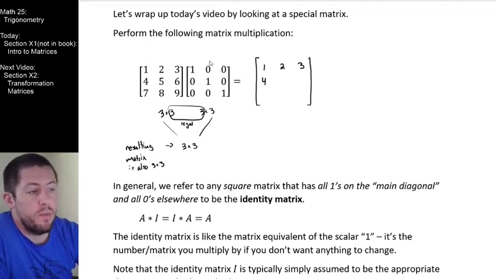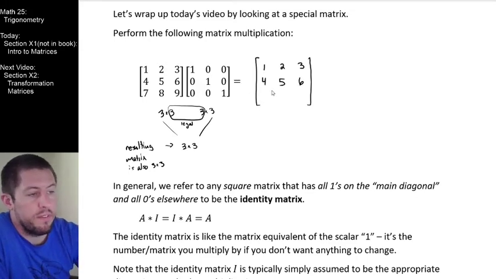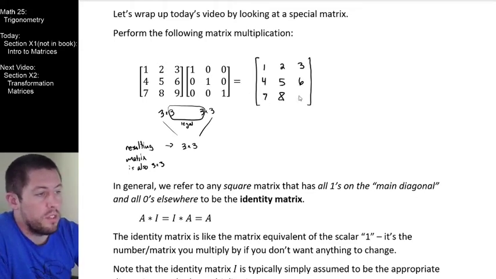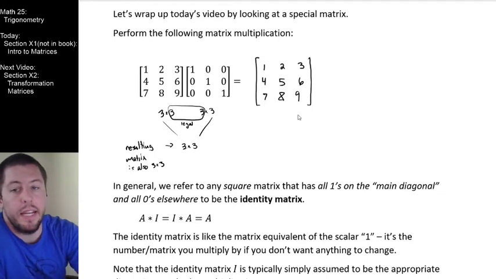4, 5, 6, dotted with 0, 1, 0. 5 times 1 is the only one that survives. 4, 5, 6, dotted with 0, 0, 1. 6 times 1 is the only one that survives, right? And to continue on, you should see that we're just going to get 7, 8, 9 again on the bottom row down there.